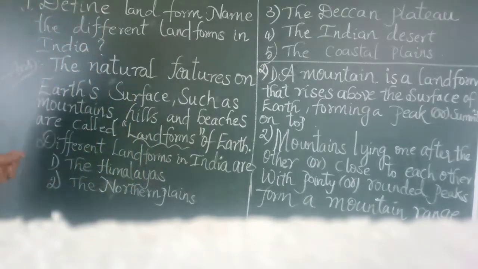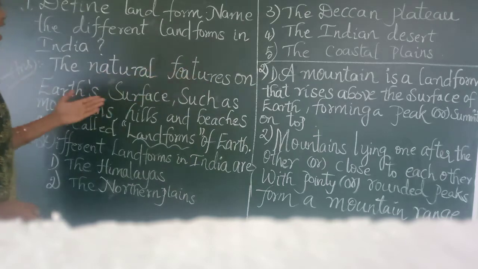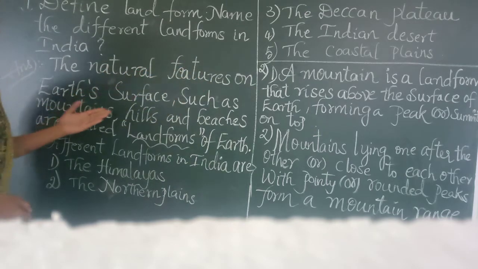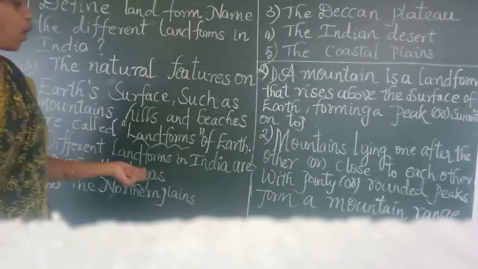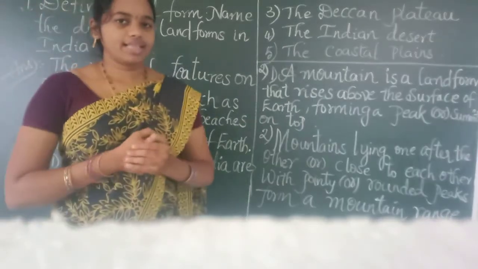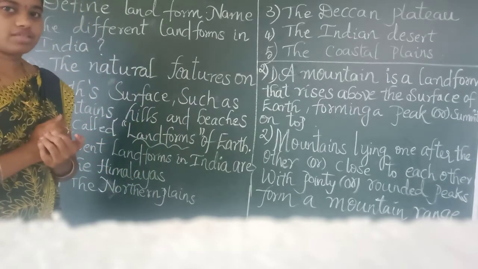Okay? So, what is a landform? The natural features on Earth's surface such as mountains, hills and beaches are called landforms of Earth. Okay? We have different types of landforms. What are they?